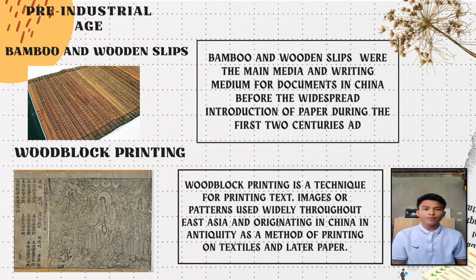Next is the bamboo and wooden slip. Bamboo and wooden slips were the main media and writing medium for documents in China before the widespread introduction of paper during the first two centuries AD. Next is the wood block printing. Wood block printing is a technique for printing text, images, or patterns used widely throughout East Asia, originating in China in antiquity as a method of printing on textiles and paper.